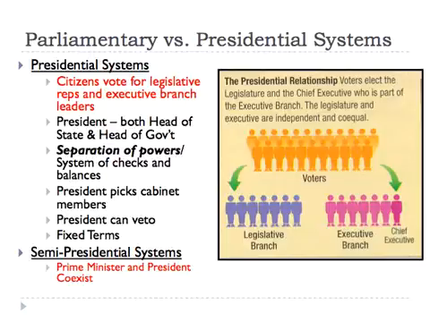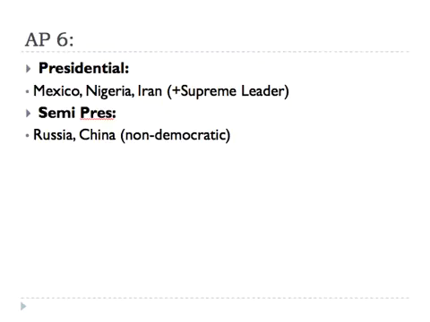When we look at Russia, we will look at a semi-presidential system where there's also a prime minister and a president. They coexist. They have different duties. We'll see how Putin has changed that. So your presidential systems: Mexico, Nigeria, Iran. Iran also has a supreme leader, which we'll talk about. And then the semi-presidential system: Russia and China. China's non-democratic.